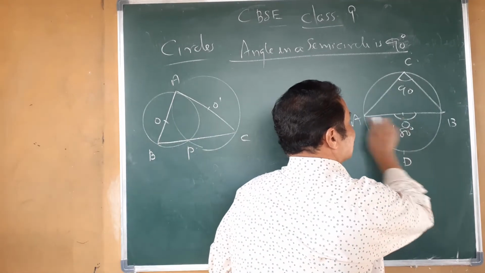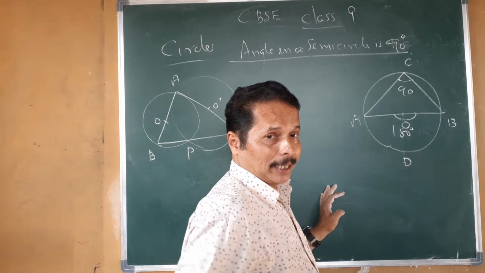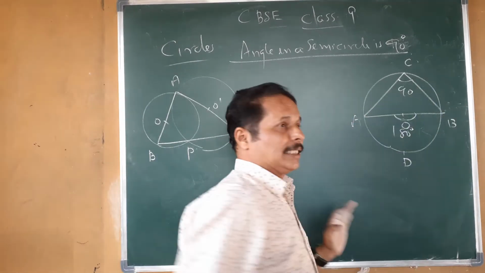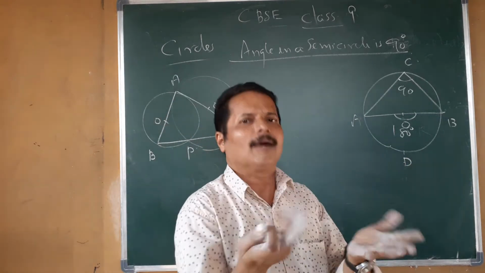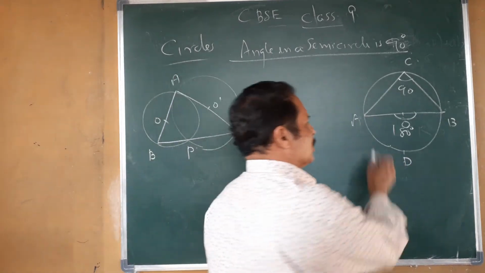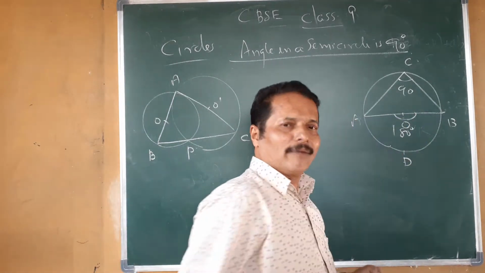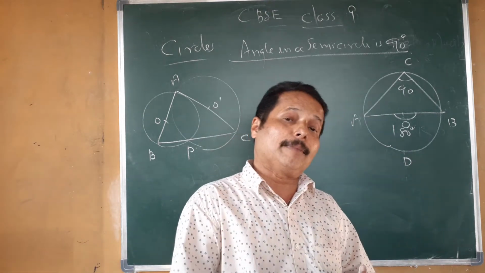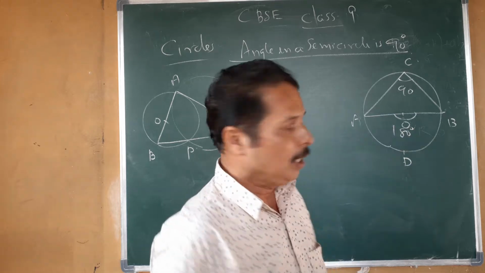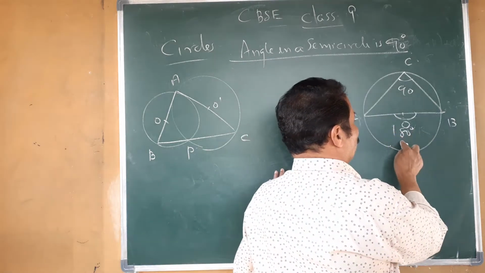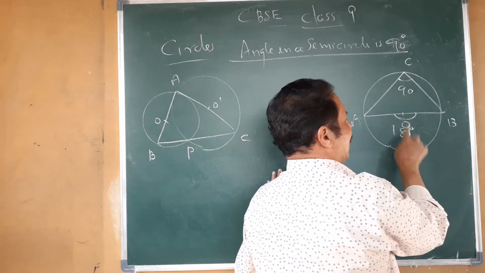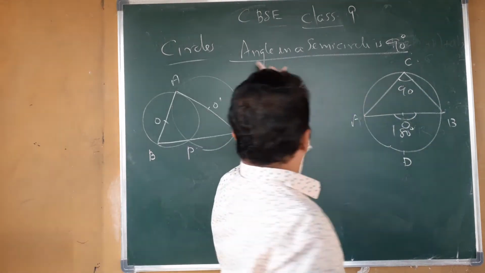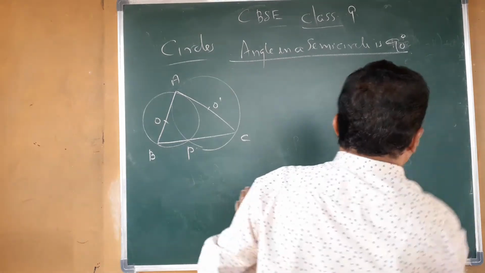If O is the center of the circle and AB is the diameter, the diameter divides the circle into arc ADC and arc ACB. Both of them are half of the circle. Half of a circle means a semicircle, so the central angle is 180 degrees. The angle of a circle is 360, so the angle of a semicircle is 360 by 2, which is 180. And the angle in the segment is half of this angle, that is 180 divided by 2 equals 90. So the angle in a semicircle is 90 degrees.